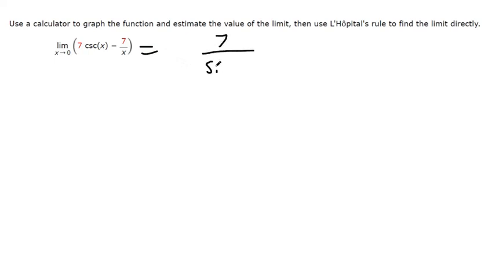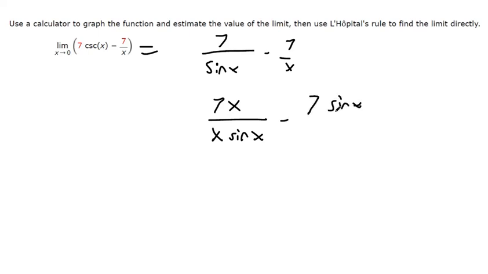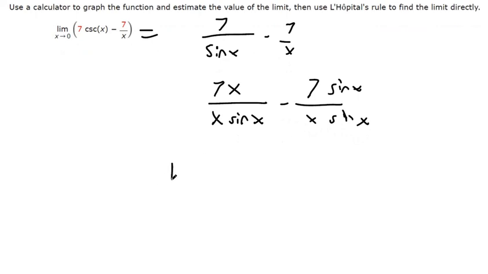Cosecant is the reciprocal of sine, so here is an equivalent expression. And then we can get common denominators to make it into a fraction. Multiply the top and the bottom by x. Multiply the top and the bottom by sine of x. And now we have common denominators, so now we have indeterminate, well actually I haven't checked. I think we have an indeterminate form.